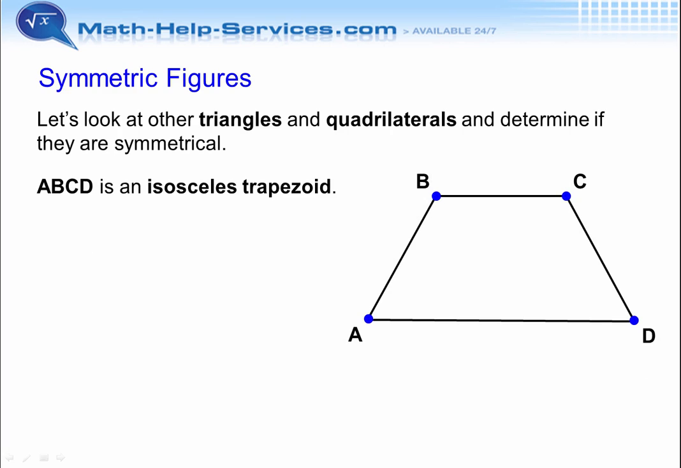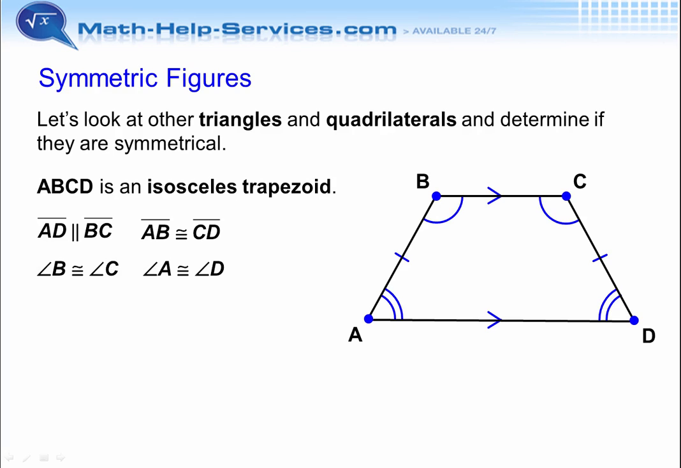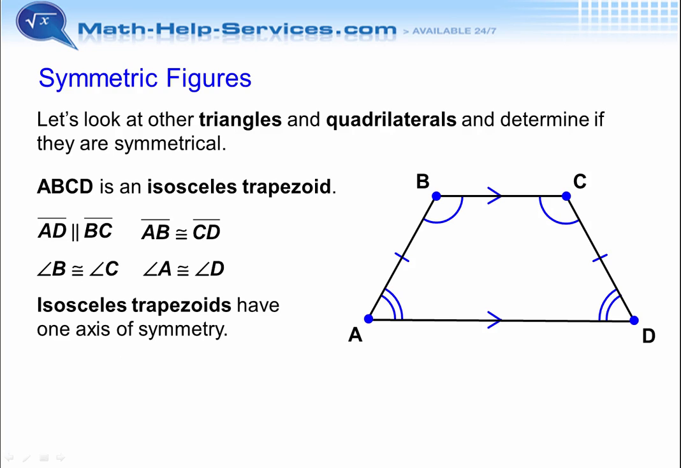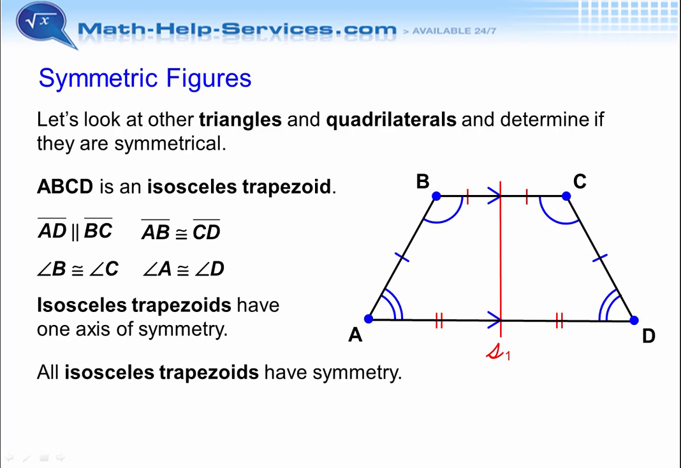ABCD is an isosceles trapezoid. That means the bases are parallel, AD is parallel to BC, and the 2 non-parallel sides are congruent, so AB is congruent to CD. This also means that angle B is congruent to angle C, and angle A is congruent to angle D. Base angles are congruent in isosceles trapezoids. Isosceles trapezoids have one axis of symmetry, right here. So all isosceles trapezoids have symmetry.